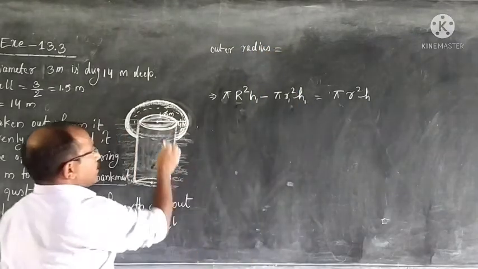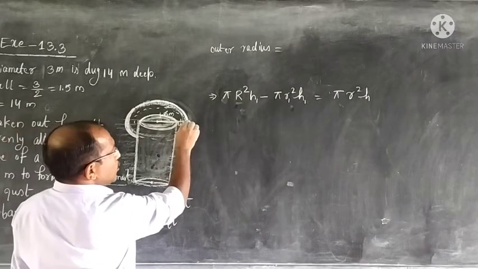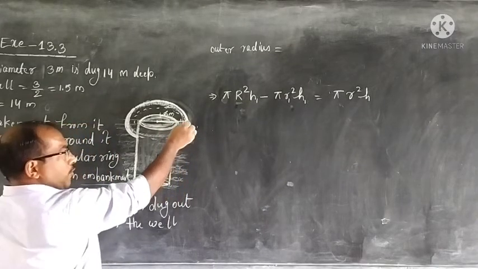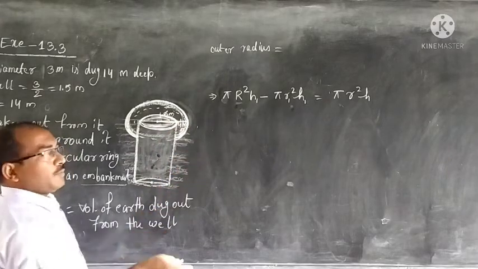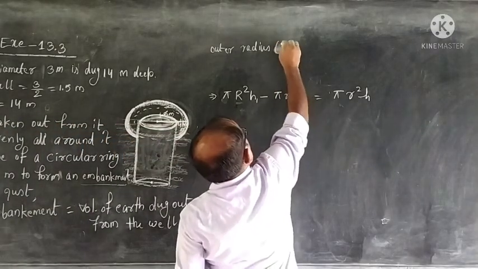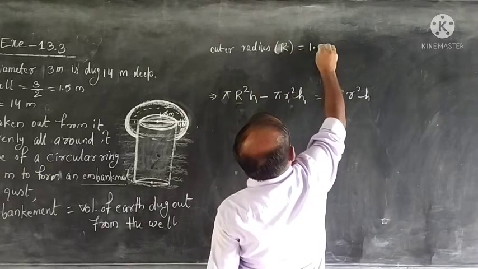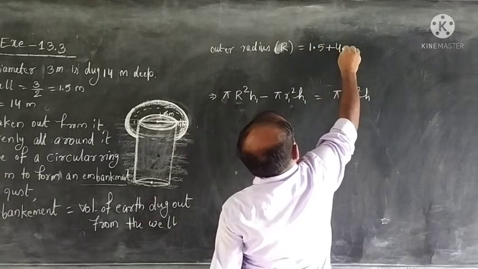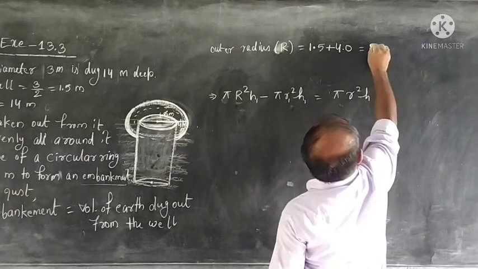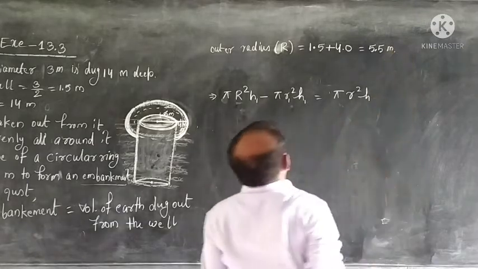Look at the diagram. The well radius is 1.5 and it includes this embankment of 4 meter width. So, the outer radius will be 4 plus 1.5. This outer radius we can write as capital R, that will be 1.5 plus 4.0. So, the outer radius will be 5.5 meters.